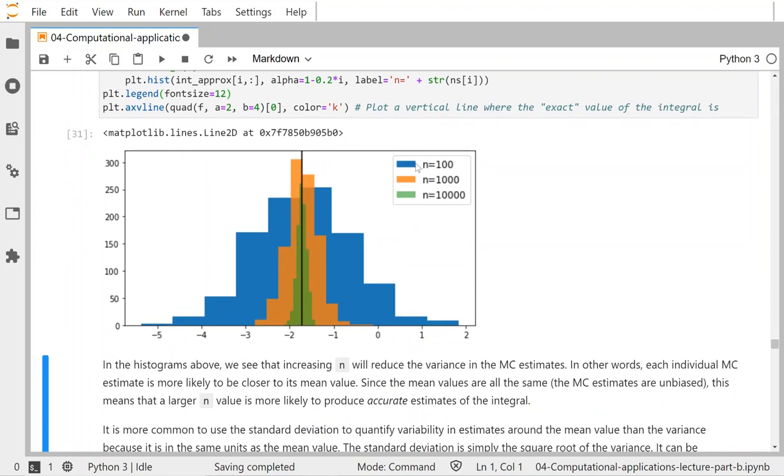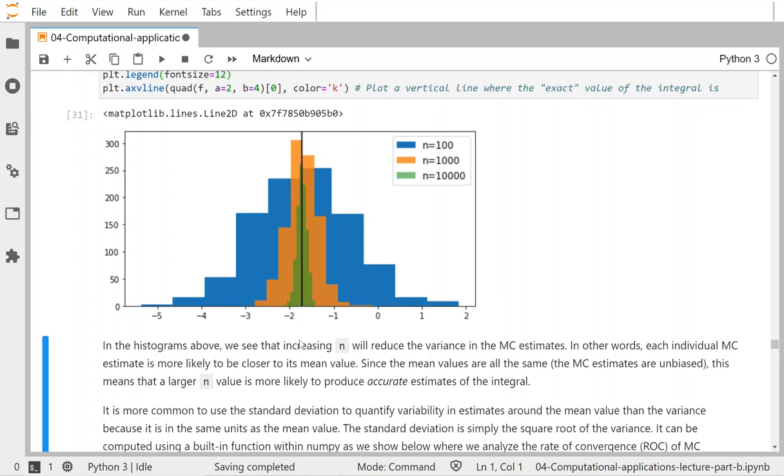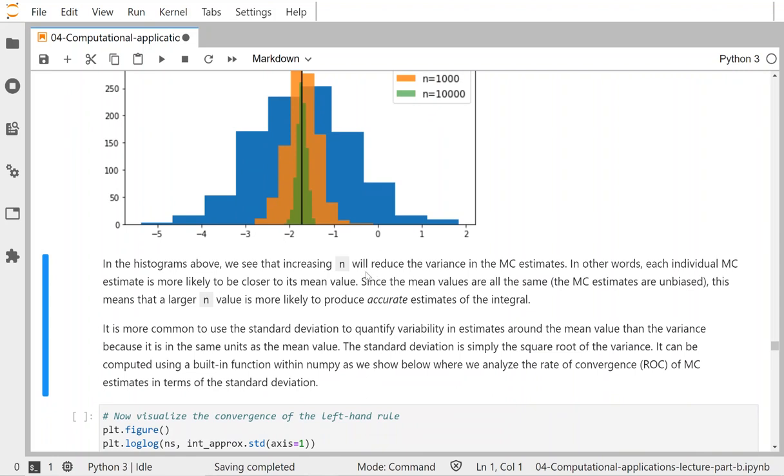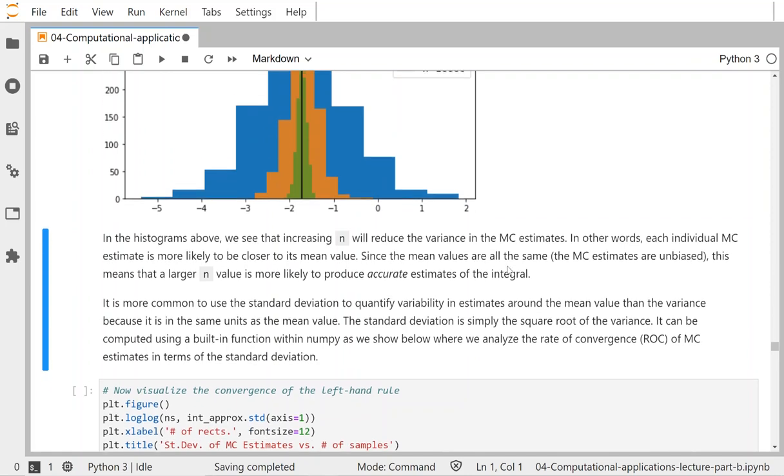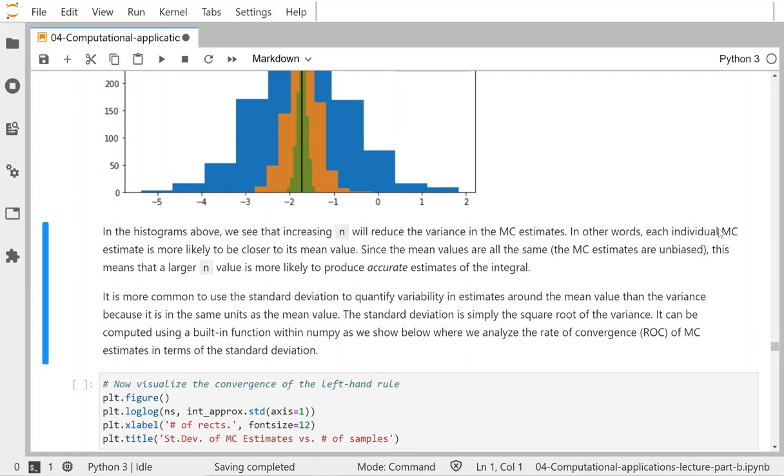So in blue, we're seeing the histogram of approximations to the integral when we use 100 random samples. And you see how wide the histogram is. And then when we use 1,000 samples, we get a much narrower histogram. And when we use 10,000 samples, we get an even narrower histogram that's more concentrated around the mean value. What we see is that increasing the number of random samples reduces the variance in the MC estimates, the Monte Carlo estimates. In other words, each individual Monte Carlo estimate is more likely to be closer to its mean value for a larger n compared to a smaller n.